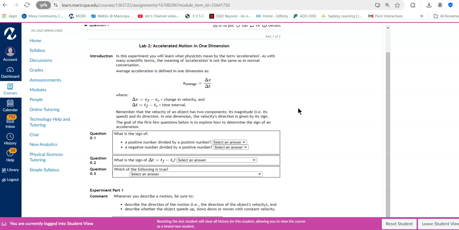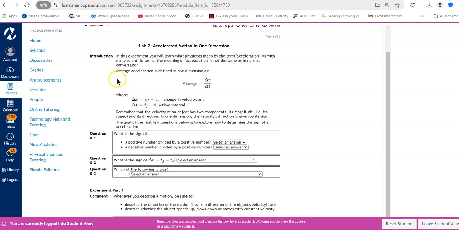It's a more based lab, but it's held through Canvas, just like your homework prompts. So this is a walkthrough lab, okay? There's no videos associated with it, but there are sounds and there's kind of some fun parts to it. So this is about accelerated motion in one dimension. And what I mean by that is speeding up and slowing down in one dimension, right?